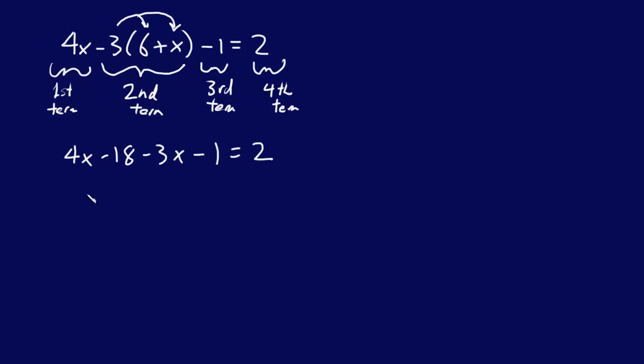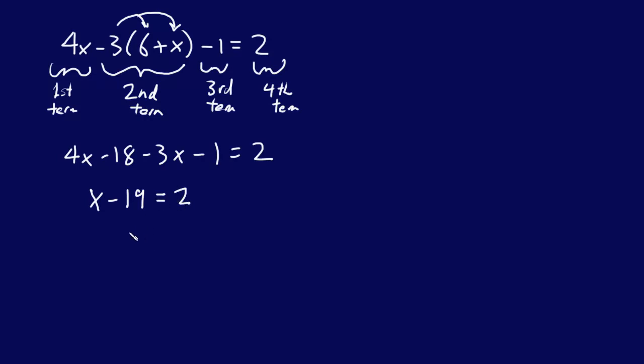So we combine our like terms. 4x and negative 3x are like terms because they both have an x as a factor. So 4 minus 3 is 1, so we're just left with 1x. And we have negative 18 minus 1, and that's negative 19. And then that is equal to 2.